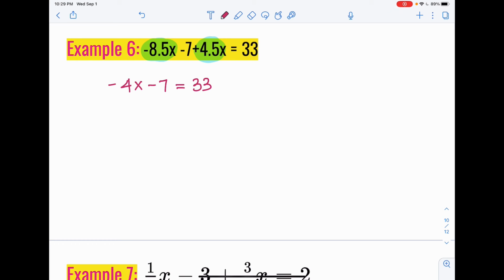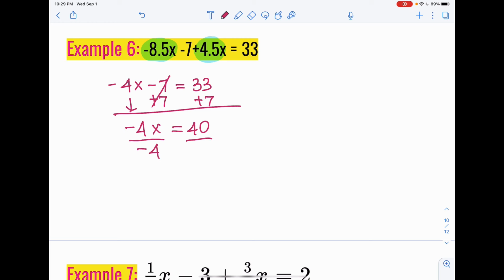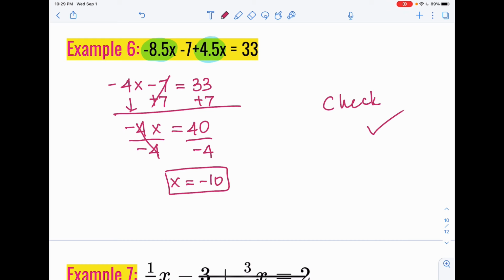And our next step is adding 7 to both sides, since our constant is 7 here being subtracted, or negative 7. Then bring down everything, just like we did with the two-step equations. And let's divide both sides by negative 4. And then from here, x equals negative 10. Okay, go ahead and check. And we're done.